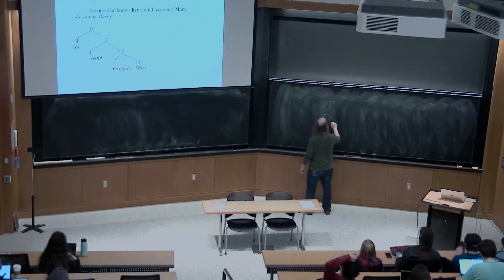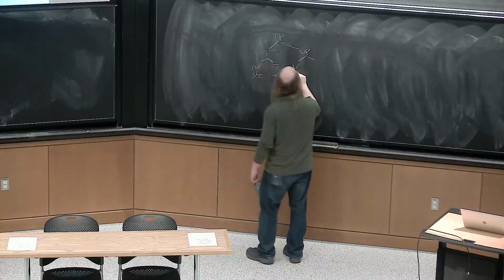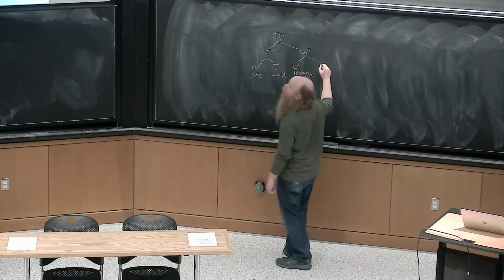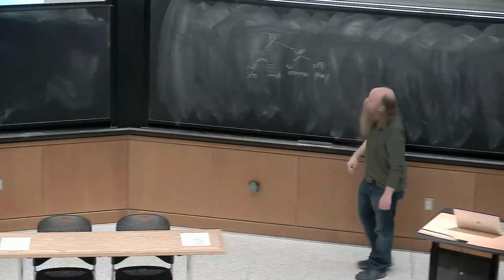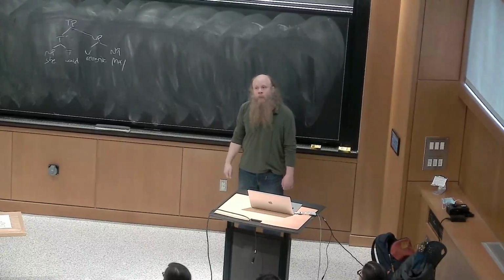So she would, here's the tree that people were offering as an alternative. This is the kind of tree that people were offering as an alternative. So the tree that's on the slide is the tree that I want you to believe in. The tree that's on the board is the tree that people said, hey, why are we not doing it that way?